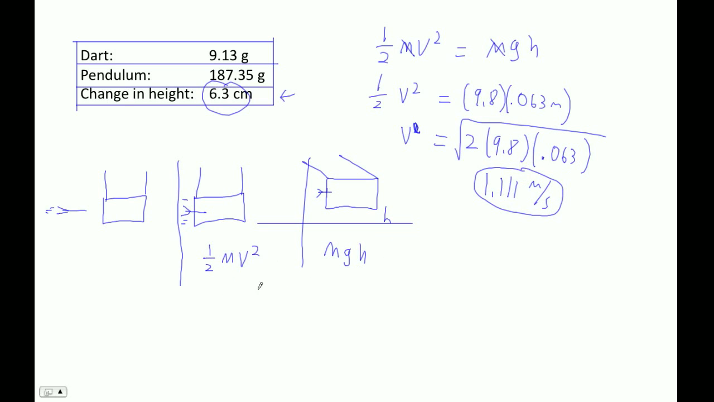Now I'm going to go back and use momentum, because from here to here kinetic energy is not conserved, but certainly momentum is. So here I know the momentum of this guy. This is going to be this mass, 0.18735, I'm turning it into kilograms, plus 0.00913, that's what this mass is right here. So 0.18735 plus 0.00913 is 0.19648, and that's kilograms.